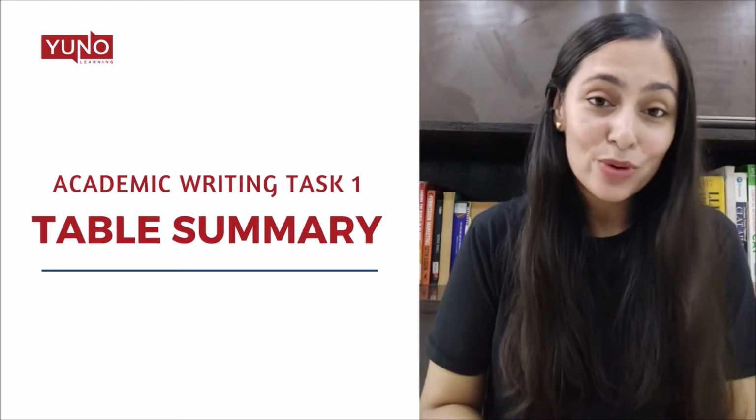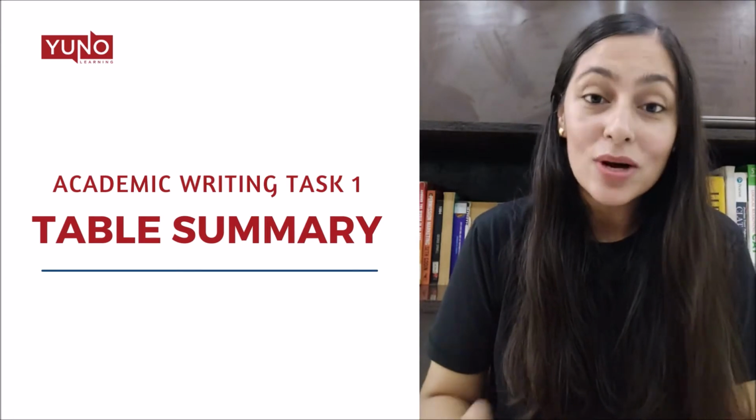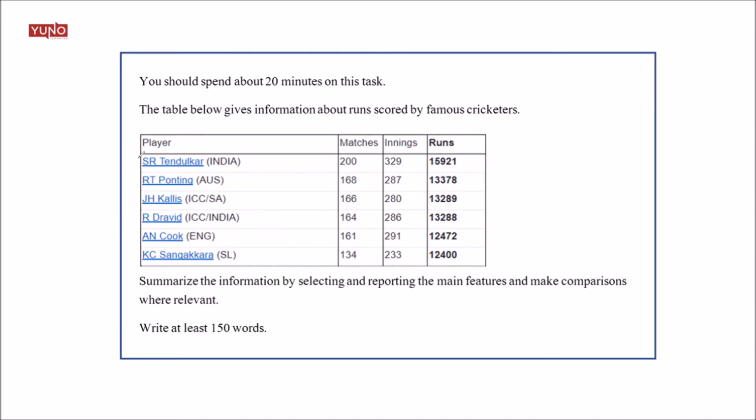Let's take a look at a sample question so that you can get a better idea of what I'm talking about. Alright, as you can see, there is a table, a question statement, and some general instructions to follow. As mentioned earlier, you need to write at least 150 words and you should spend about 20 minutes on this task. Now let's read the question statement. It says, the table below gives information about runs scored by famous cricketers. Summarize the information by selecting and reporting the main features and make comparisons where relevant.